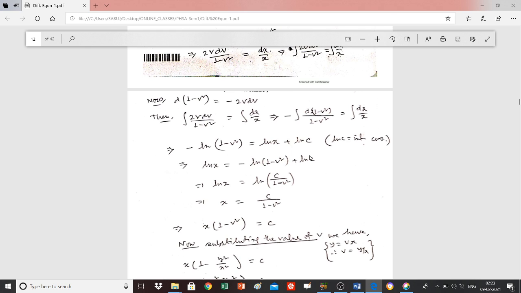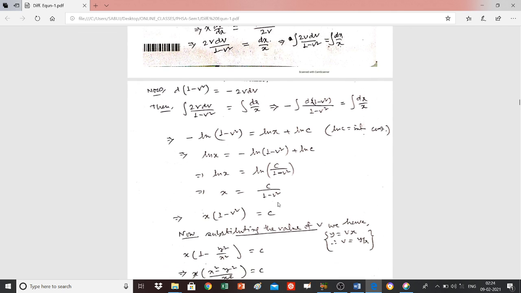So in this case you say that minus log c is equal to plus log c. Okay, this is a constant, so no matter with this. So from here log x is equal to log of c by 1 minus v square, you can write this, or x is equal to c by 1 minus v square, or x into 1 minus v square is equal to c.